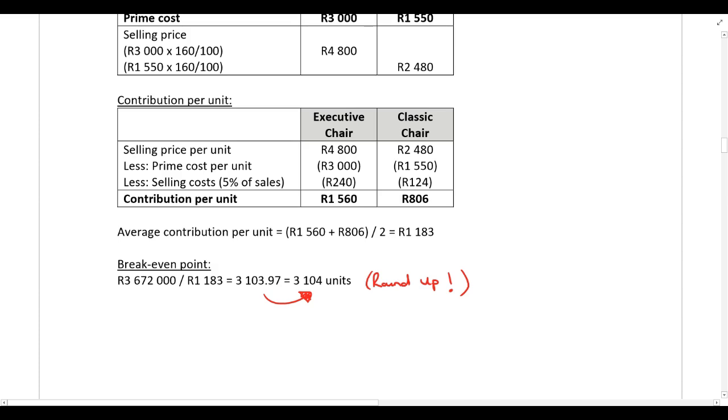If you round down, then the company won't break even, they'll make a small loss. So you need to round up to make sure that they actually break even. So he has done that over there correctly. But there's quite a few problems in this calculation, which we will see when we look at it in a bit more detail. All right, but for now, that's all of the information that we've been provided with in the scenario.